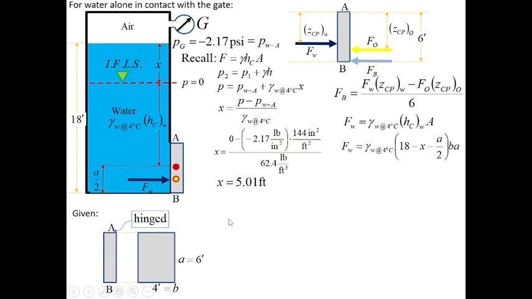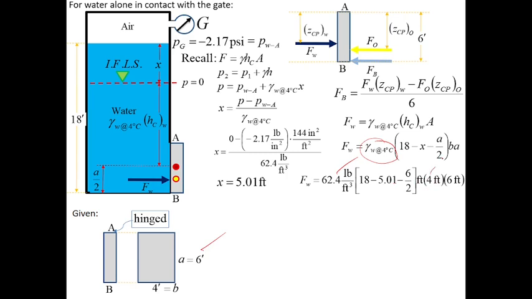So, x now is 5.01 feet. Okay. So, we can now substitute the unit weight of water, which is 62.4 pounds per cubic foot. Then 18 minus x is 5.01 feet. A is 6 feet, no? Since they all have the same unit, I just factor out the unit. 18 minus 5.01 minus 6 over 2 feet.